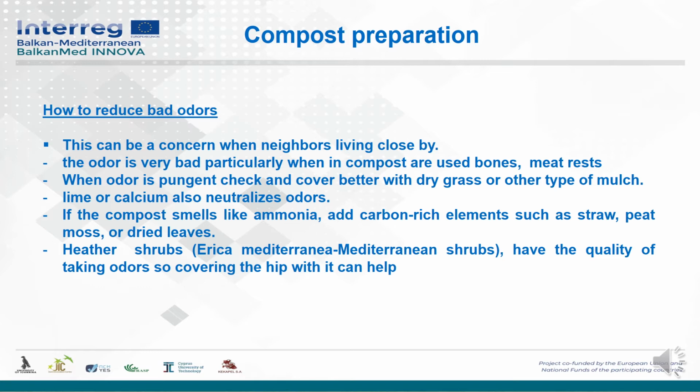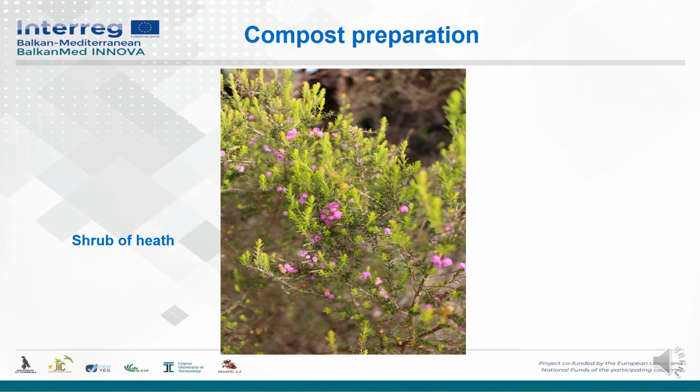If the compost smells like ammonia, add carbon. It's recommended to add carbon-rich elements such as straw, peat moss, or dried leaves. Heather shrubs like Erica mediterranea, or Mediterranean shrubs, have the quality of taking up odors, so covering the heap with them can help. So this is the photo of a shrub of heath, as it is called, Erica.